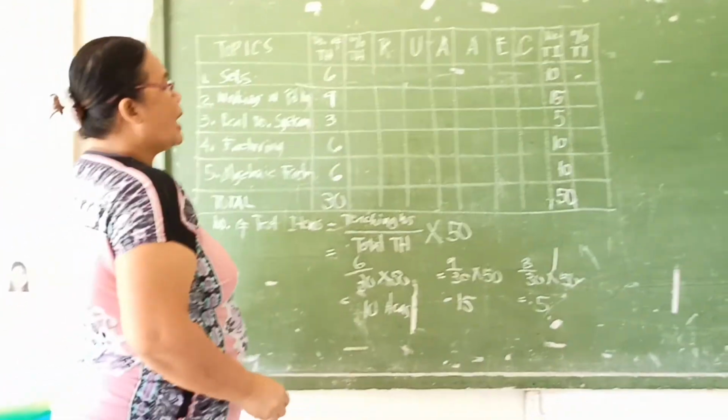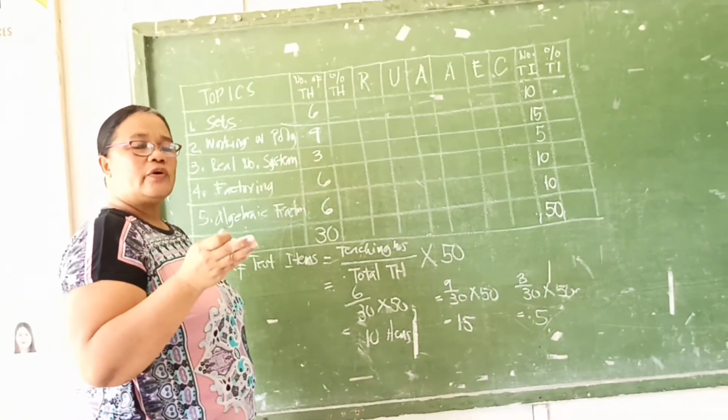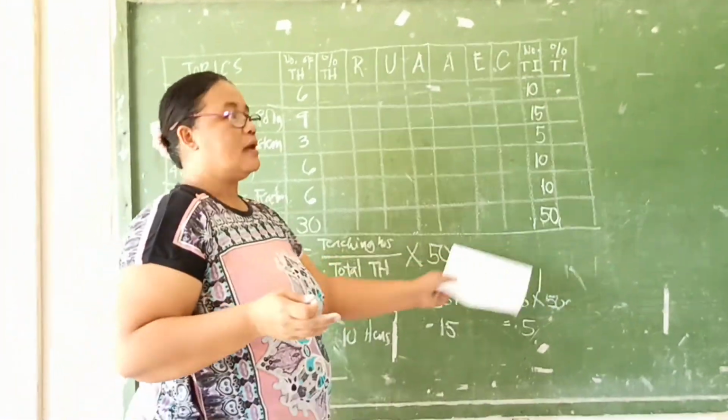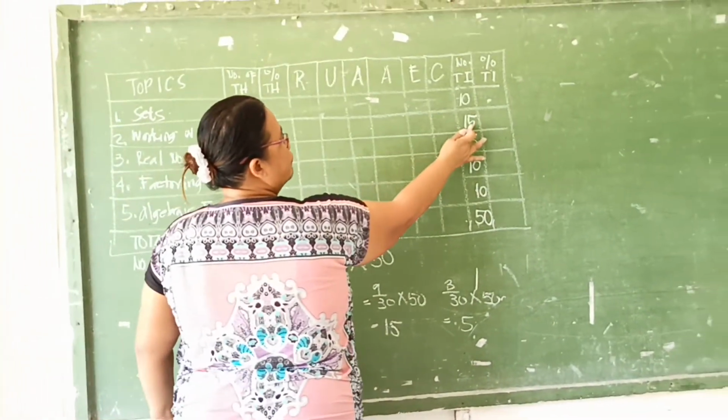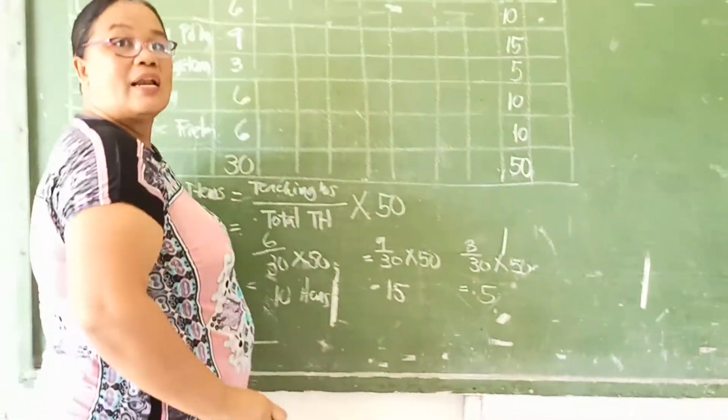So you sum up now. You try to check whether your test items will be equal to a total of 50. You add. So 10, 15, 25, 30, 40, 50. So it is equal.